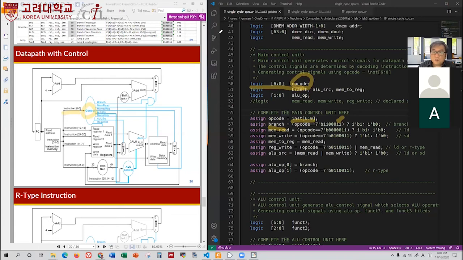If you are familiar with C, then I believe you can easily understand this question mark operation. So this means that if OP code equals 0110011, then branch becomes 1. Otherwise, branch becomes 0. Okay.